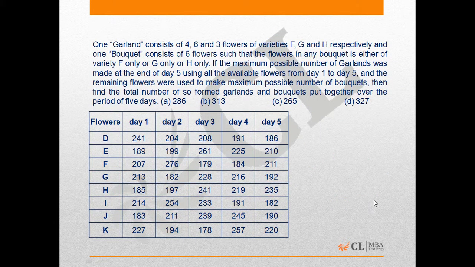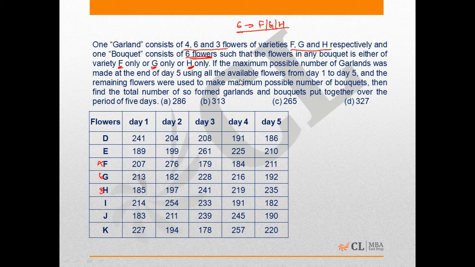If I come on to this question, it says one garland contains 4, 6 and 3 floors of variety F, G and H. So for F I want 4 floors, G I want 6 floors, and H I want 3 floors to build a garland. So in total I want 13 floors, right? And to build a bouquet I want 6 floors of any of F or G or H. But I need to remember I want 6 of F or G or H to make a bouquet.